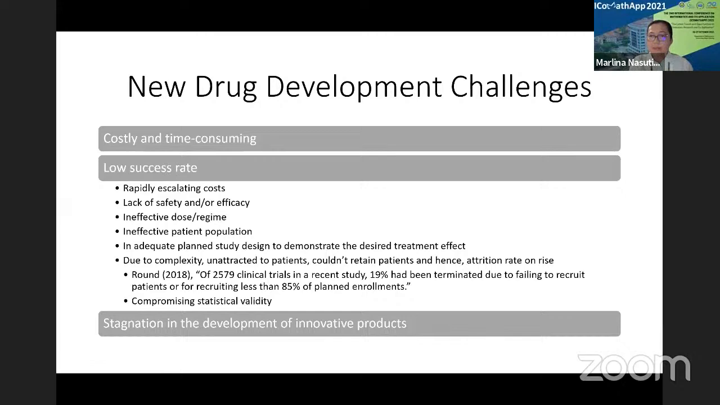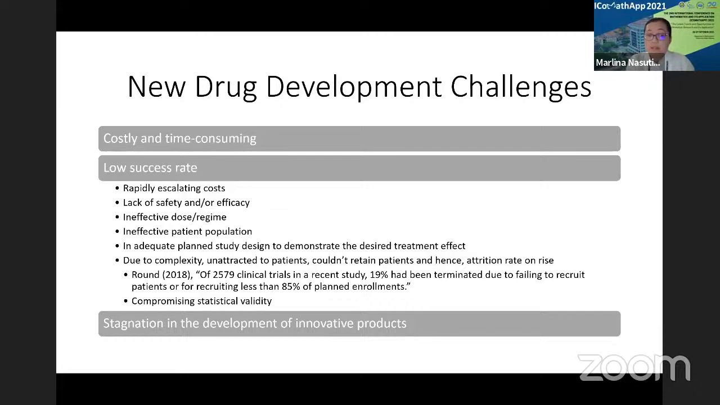And because of this complexity, it becomes unattractive, tidak menarik untuk pasien-pasien untuk mendaftarkan diri dan berpartisipasi dalam studi ini, sehingga mereka drop out dari study sehingga missing data dalam hal ini. Sebagai seorang statistician, of course we are concerned about missing data and not being able to get conclusions from the data available. So you can see that, of course, at the end it compromises the validitas of the statistics itself.